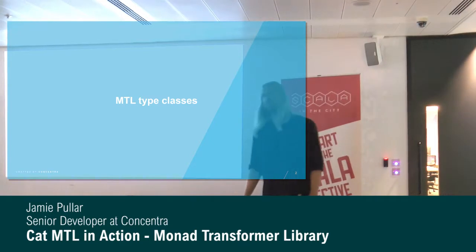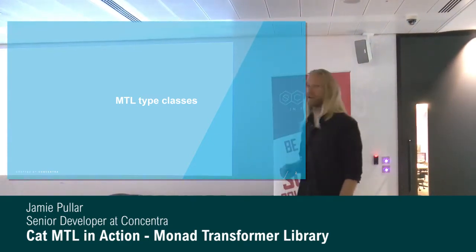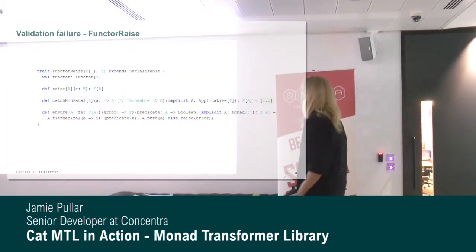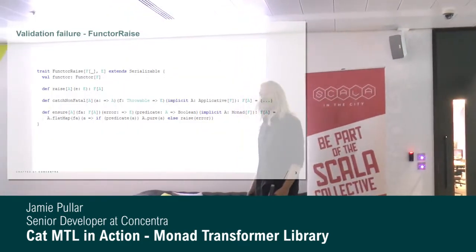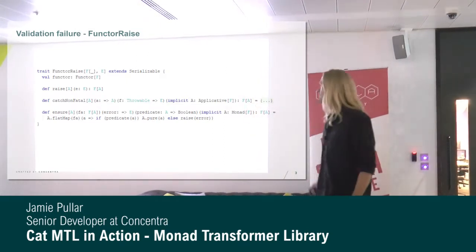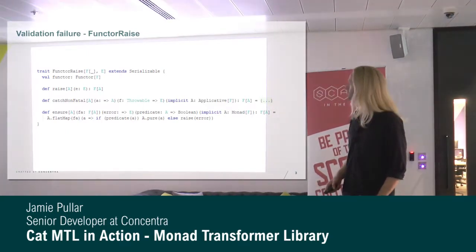So I'm going to begin by just going through the general effect cases that they have and the abstract type classes that they use to model these. I'll start off with FunctorRaise. This is when you want to handle errors, and this is the generic type class pattern that they provide for us.